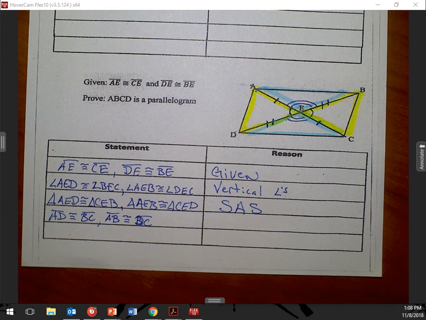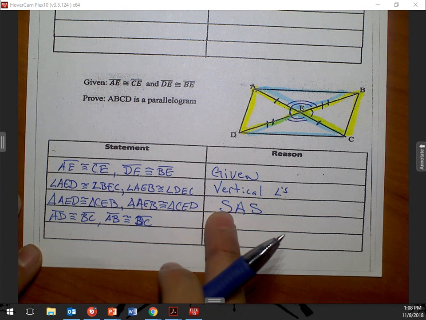Okay, so after we prove the triangles are congruent, what can we say after we prove the triangles are congruent? ABCD is a parallelogram. It's a theorem. Come on. Theorem. Something. CPCTC. What is that? Because they're already congruent, right?